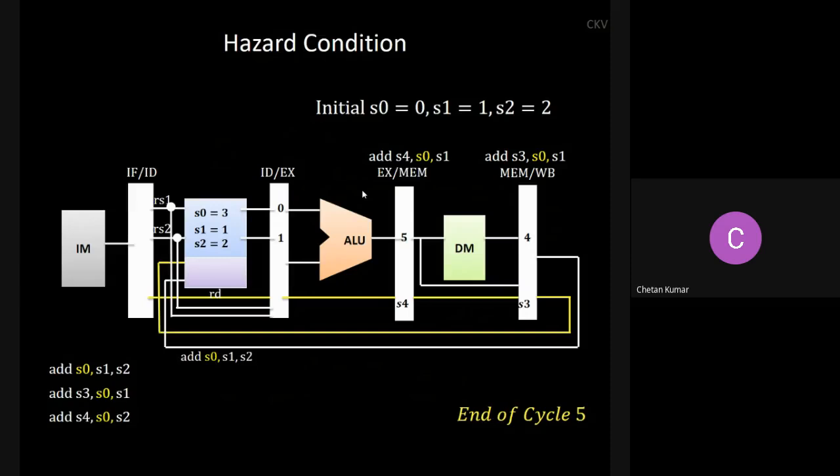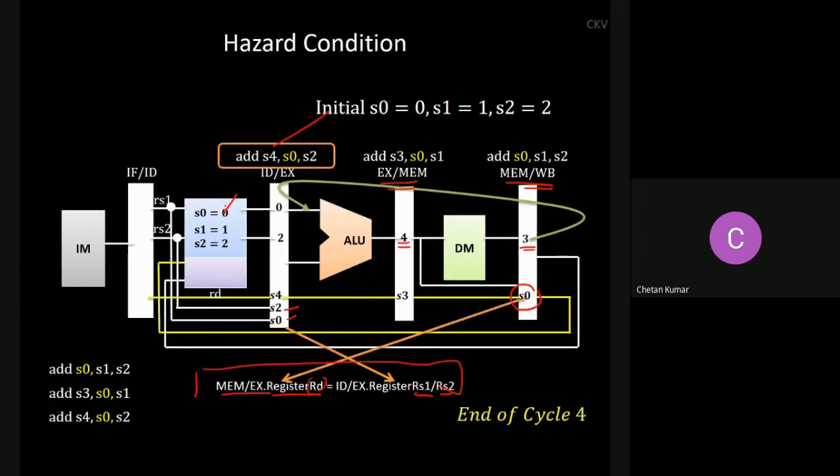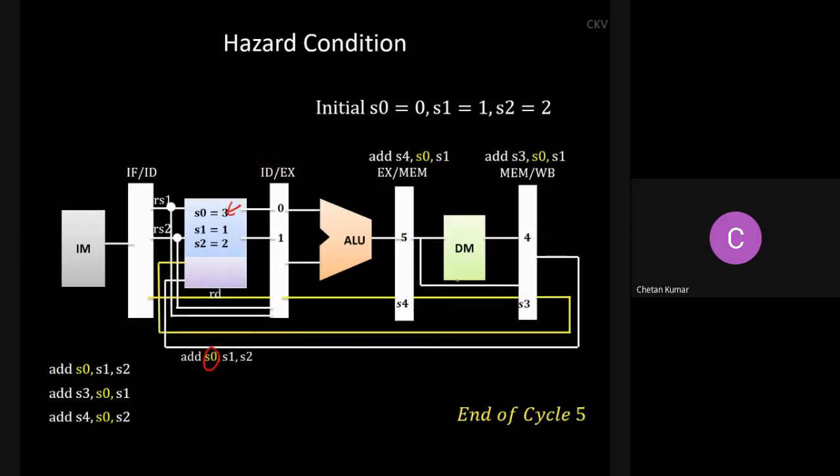Again, once the forwarding is done, you know that the correct value will start propagating. And at the end of clock cycle 5, your S0 value will actually get updated. Till the fourth cycle, your S0 value is still 0. But at the end of the fifth clock cycle, 3 would have been written into the register file, and you would still get correct values. Even though it is being written now, you have already calculated the correct values for S3 and S4. So that is how forwarding will help you to resolve the hazard.